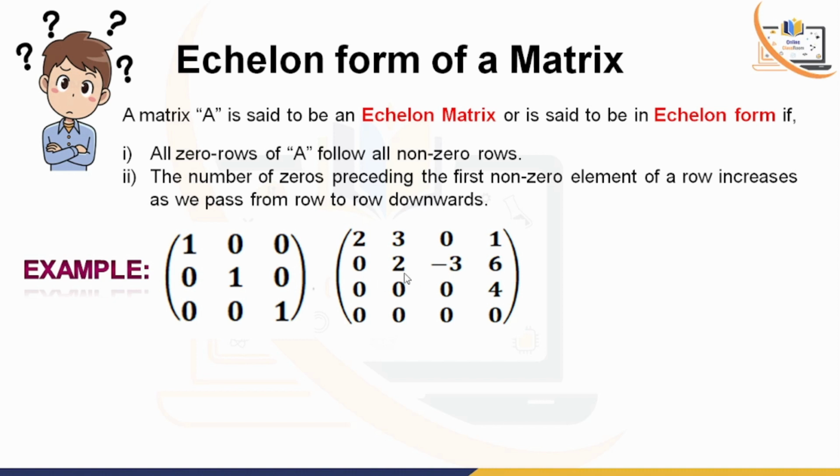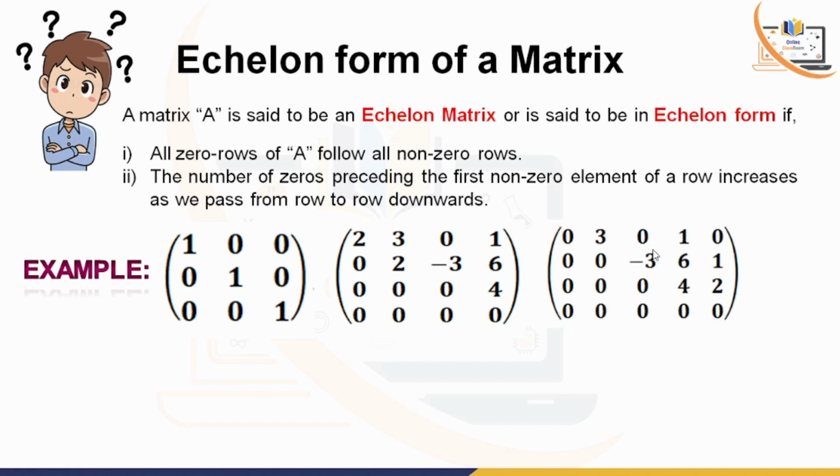Now focus on this matrix. Look, if I move downward, here it is leading 0 1, here it is 3, and here it is 4. So the number of leading zeros is increasing. So this is an Echelon form. Now if we move to this example, look, this is leading 0 1, 2, this is 3, and this is 5. So the number of leading zeros is increasing if we focus on the downward position.